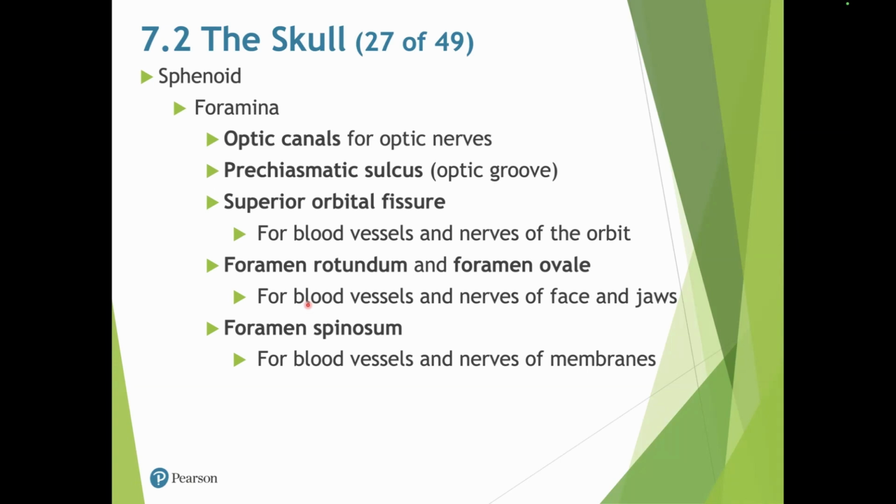So let's talk about the foramina of the sphenoid. You have your optic canals for the optic nerves. You have your prechiasmic sulcus, which is basically a groove. It's an optic groove. A sulcus is a groove. A fissure is also a groove. And so you have your superior orbital fissure. That's going to be for your blood vessels and your nerves of the orbit. You have your foramen rotundum and your foramen ovale. Those are going to be for your blood vessels and the nerves of the face and the jaw. Your foramen spinosum is for your blood vessels and the nerves of the membranes.